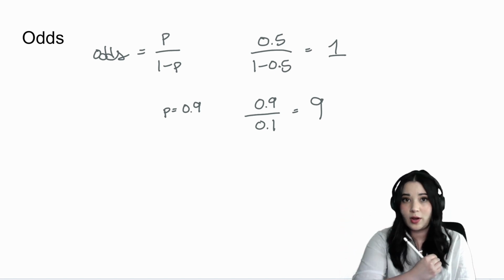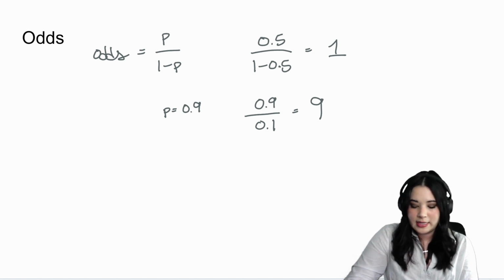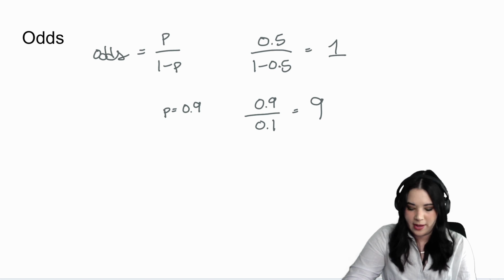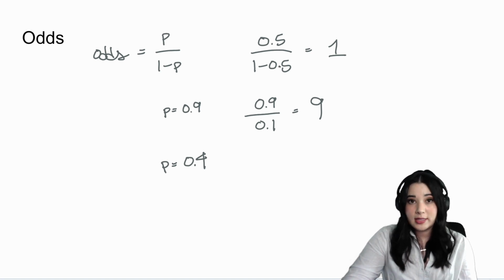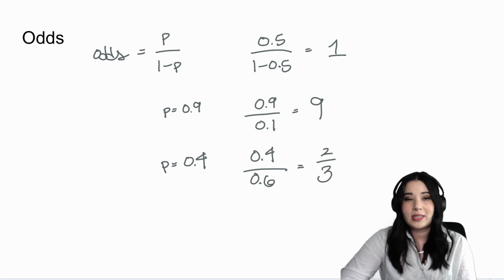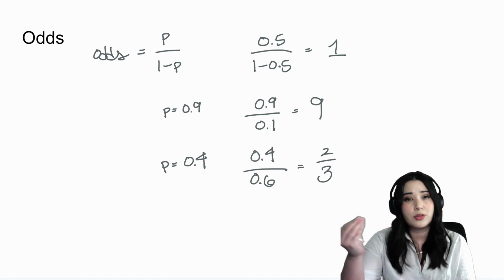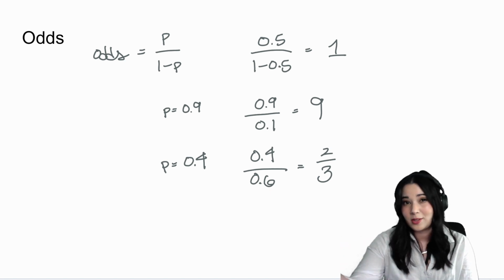Odds that are greater than 1 mean that it's more likely that something will happen than it won't. Odds less than 1 mean that it's more likely that something won't happen. For instance, let's say that we're playing in a soccer game and the probability that I score a goal is 0.4 or 40%. The odds that I score a goal are going to be 0.4 over 1 minus 0.4, or 0.6, and those odds are going to equal 2/3. In other words, it is 2/3 as likely that I will score a goal as not, meaning it's more likely that I'm not going to score a goal.